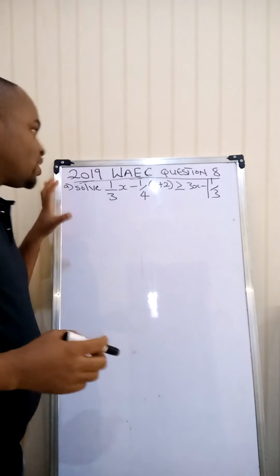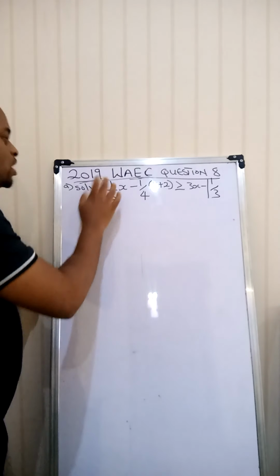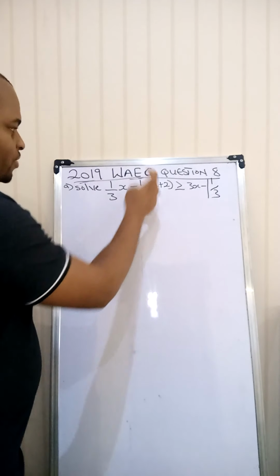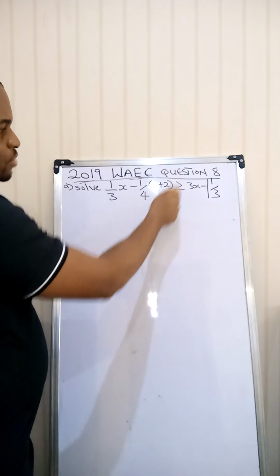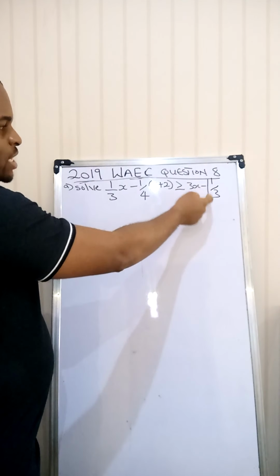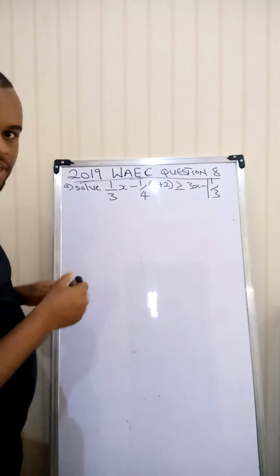We are continuing our 2019 WAEC examination past questions, and we'll be looking at question 8 today. So let's jump quickly into question 8. Question 8 gave us an inequality to solve. It says: solve 1 over 3 of x minus 1 over 4 into x plus 2 greater than or equal to 3x minus 1 whole number 1 over 3.